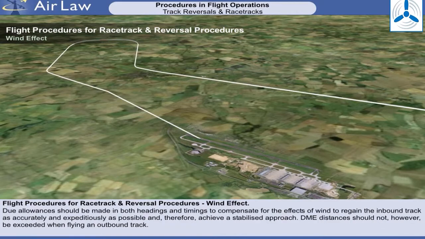Wind effect. Due allowances should be made in both headings and timings to compensate for the effects of wind to regain the inbound track as accurately and expeditiously as possible, and therefore achieve a stabilized approach. DME distances should not, however, be exceeded when flying the outbound track.